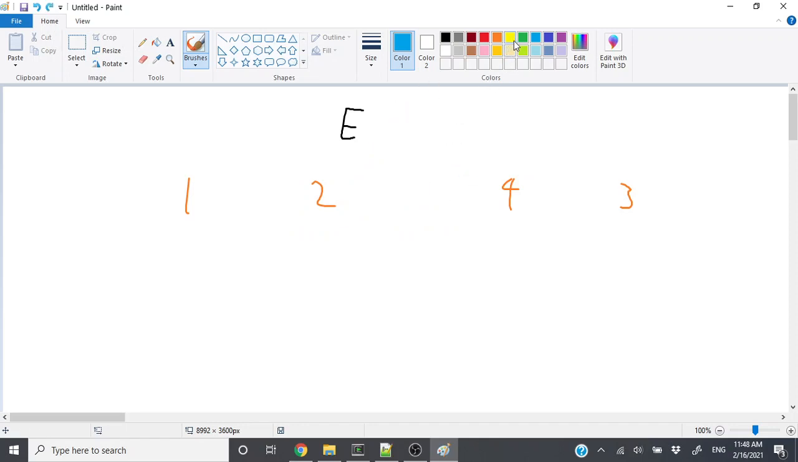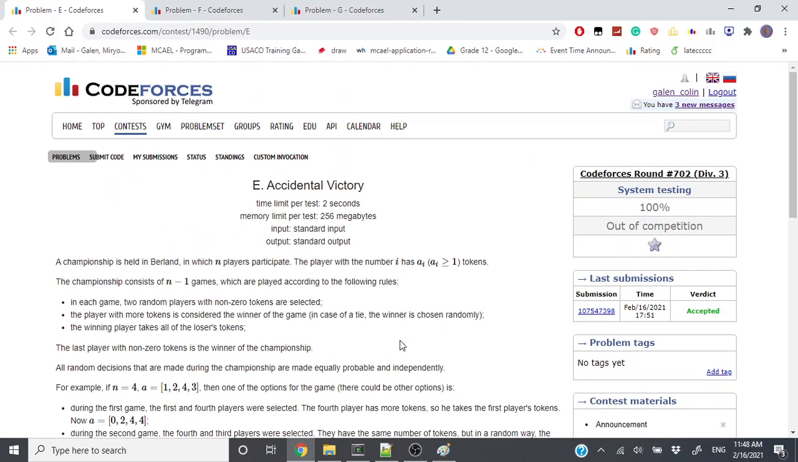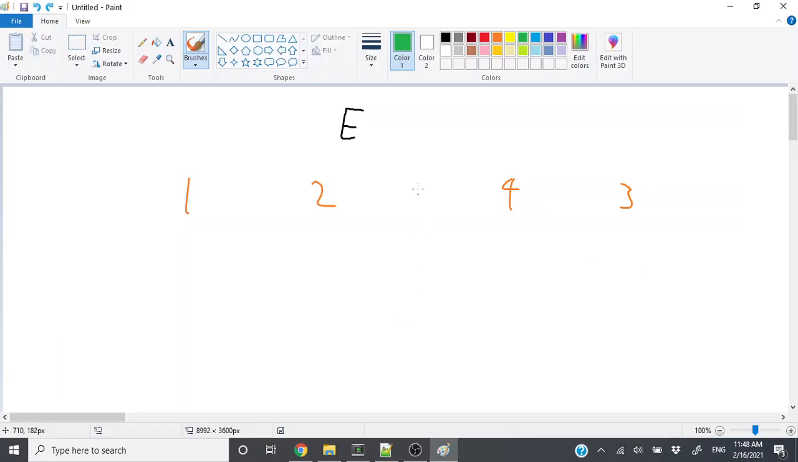I don't know what the point of randomization was actually, but I guess that's the idea. So basically, we can win if we don't have fewer coins than the other one. If we have at least as many coins as our opponent.